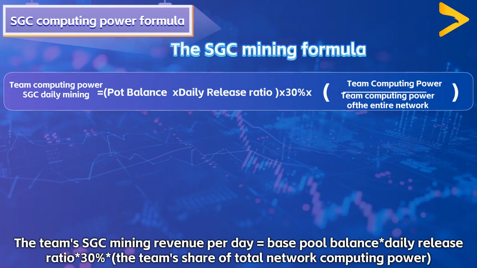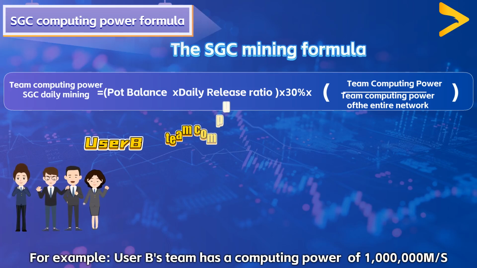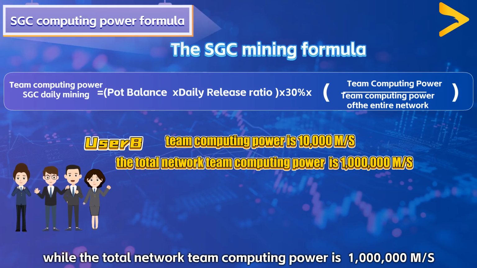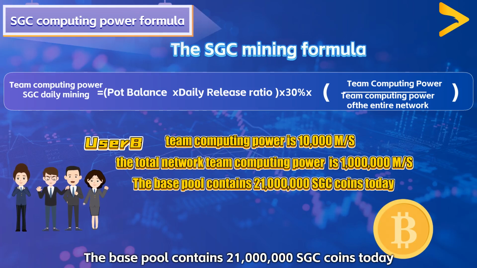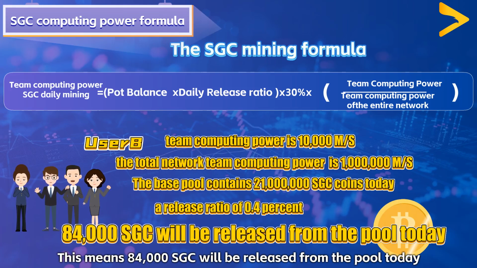The team's SGC mining revenue per day is calculated as base pool balance times daily release ratio times 30% times the team share of total network computing power. For example, user B's team has a computing power of 10,000 gigabytes per second, while the total network team computing power is 1 million gigabytes per second. The base pool contains 21 million SGC coins today, with a release ratio of 0.4%. This means 84,000 SGC will be released from the pool today.